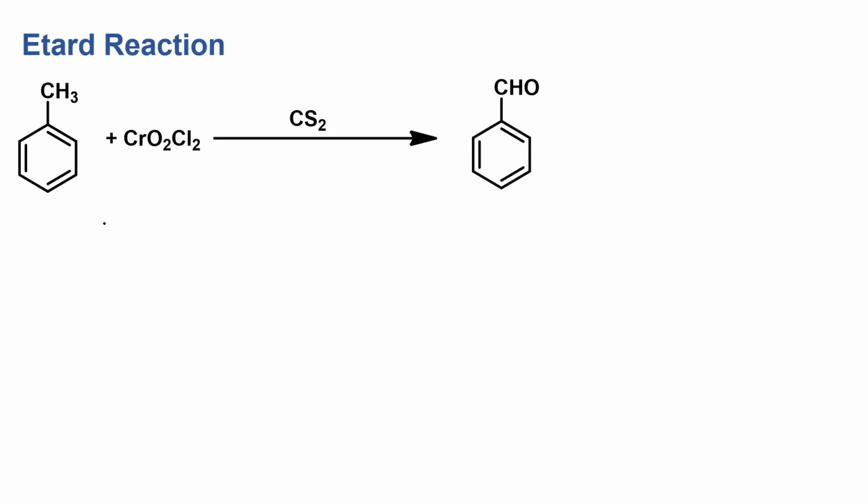Next is a very simple reaction in which we use toluene, and then we use chromyl chloride. This is chromyl chloride. Okay. What is the name of this molecule? Can somebody tell me? CS2. This is the benzaldehyde. You must have seen this in the previous slide. CS2, what will be the name of this compound?